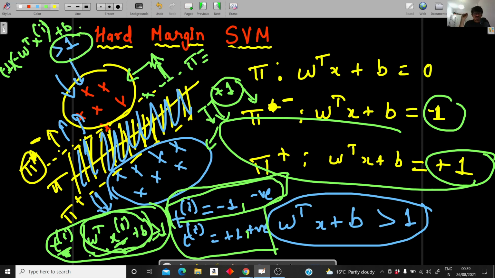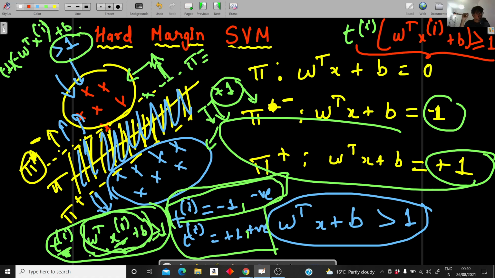So for both cases, our constraint should be that my Ti multiplied with (W transpose Xi plus B) should always be greater than or equal to 1. And this is the constraint for any data point, whether it is positive or negative. I hope this is clear, this is a very important thing in SVM.